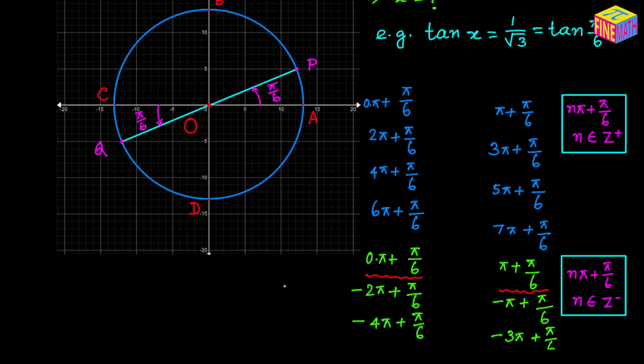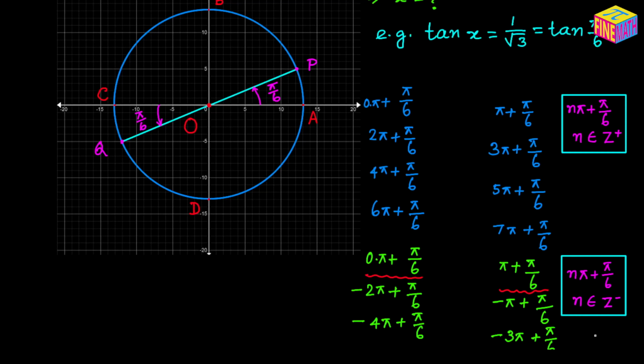Now if you look at the two light green boxes where I have denoted the general solution of x for this particular example, in the first box we see that n pi plus pi over 6, where n is a positive integer, or n can be 0 also. And in the second box we are seeing that it's the same general solution, n pi plus pi over 6, where n is a negative integer.